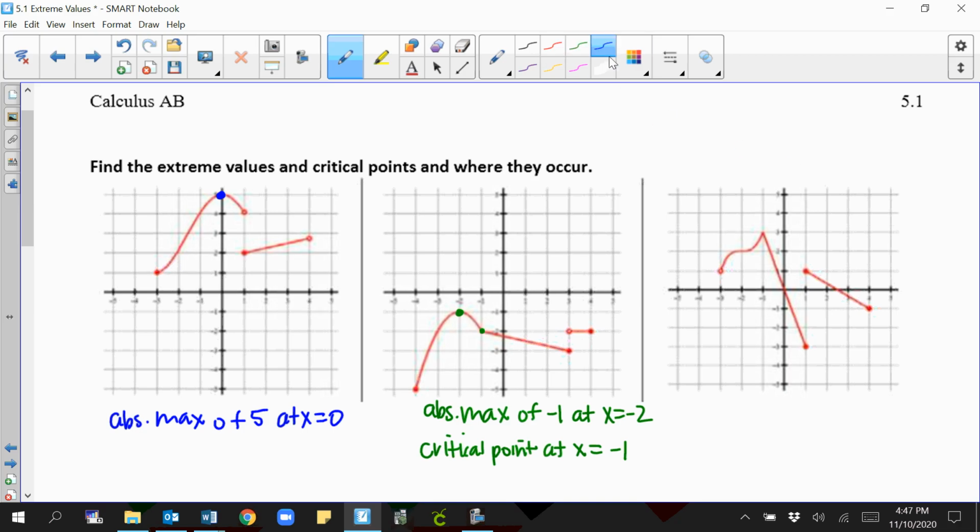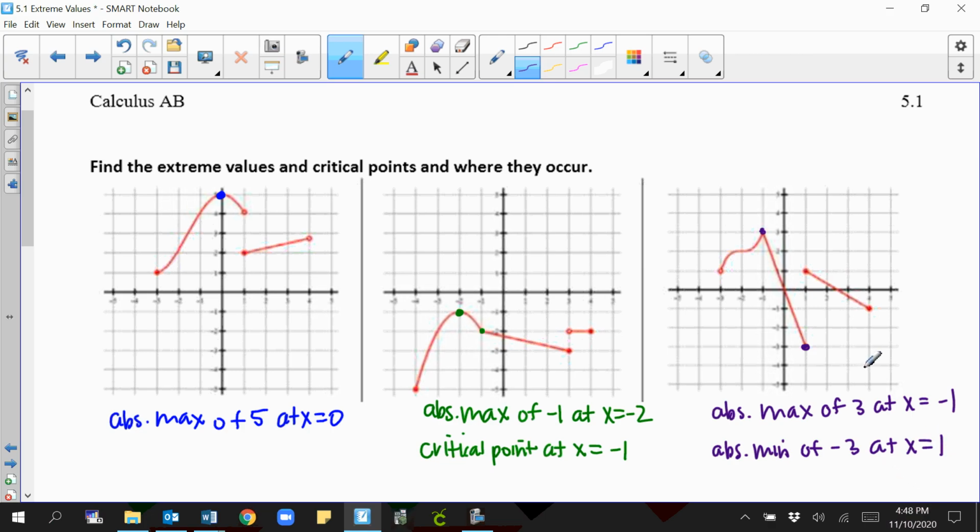Okay, our last one, and I'll do this one in purple. It looks like I've got an absolute maximum right there. So absolute maximum value of 3 at x is equal to -1. We don't look at our endpoints, but I do have an absolute minimum right here of -3 at x is equal to 1.